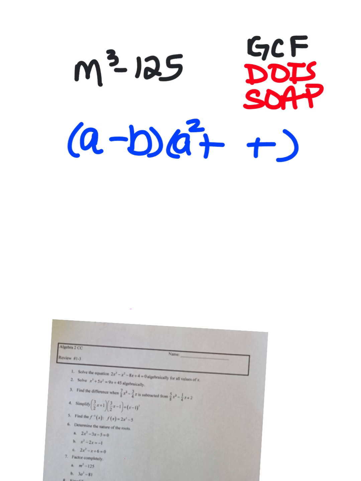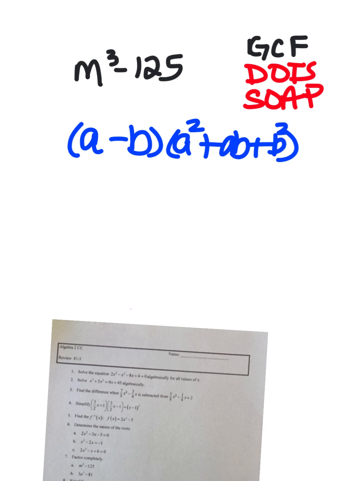Then I look for DOTS. Are these perfect squares? No, m to the third is not a perfect square and neither is 125. So then it must be SOAP. Remember, SOAP is difference or sum of perfect cubes. You don't even have to memorize the formula, you just have to know how to use it. The formula is going to be on your reference sheet. Remember, it's same sign, opposite sign, always positive. And then in the parentheses, it's A squared, AB in the middle, and then B squared.